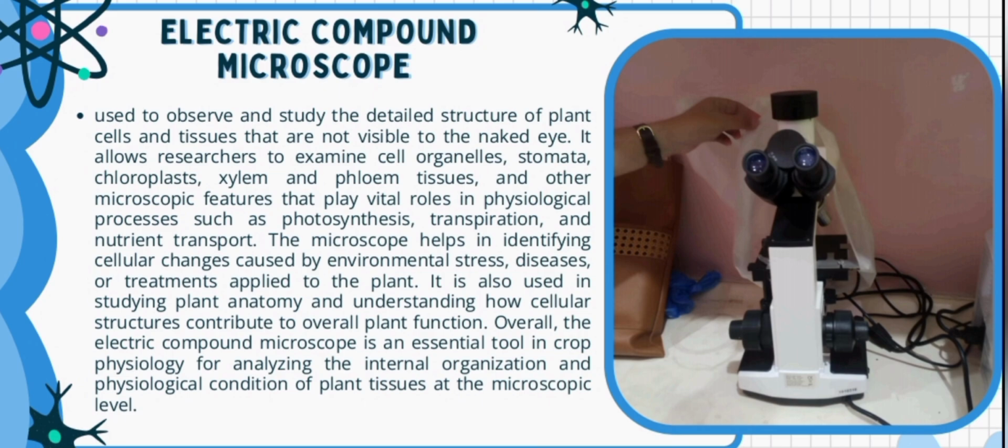The microscope helps in identifying cellular changes caused by environmental stress, diseases, or treatments applied to the plant. It is also used in studying plant anatomy and understanding how cellular structures contribute to overall plant function. Overall, the electric compound microscope is an essential tool in crop physiology for analyzing the internal organization and physiological condition of plant tissues at the microscopic level.